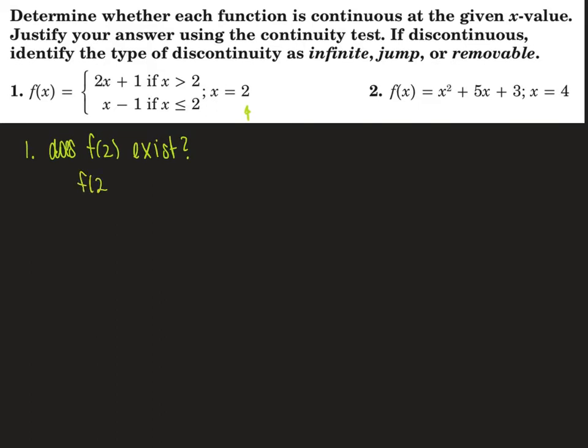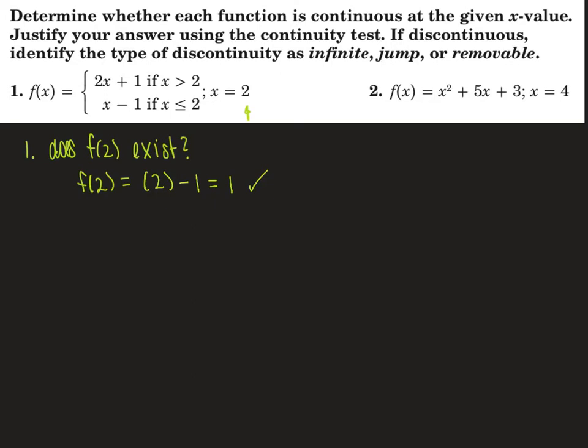So f of 2. Be very careful with piecewise functions here. It does depend on this criteria. We would use this piece for any number greater than 2, and we'll use this piece for any number less than or equal to 2. So equal to 2, this is the piece we're going to be using here. And we know that this is going to be 2 minus 1, because I replaced x, which is 1. So f of 2 is 1. It exists. We're good to go on that part.